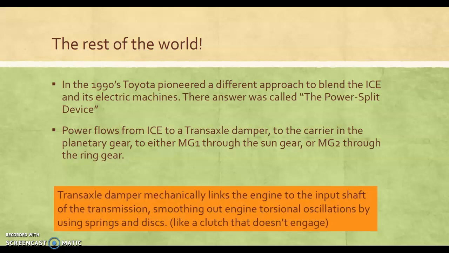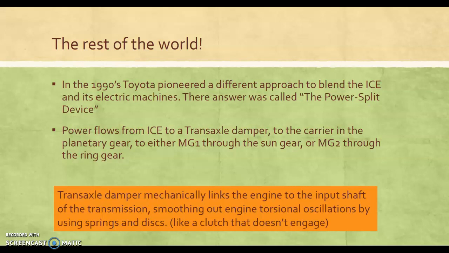And basically, the damper links the engine to the input shaft of the transmission. It basically replaces the clutch assembly. This smooths out engine torsional oscillations using springs, much like clutch discs, but it doesn't disengage. There's no pressure plate to disengage on it like a throw-out bearing. It's just a one-piece unit as a damper to take out those vibrations.